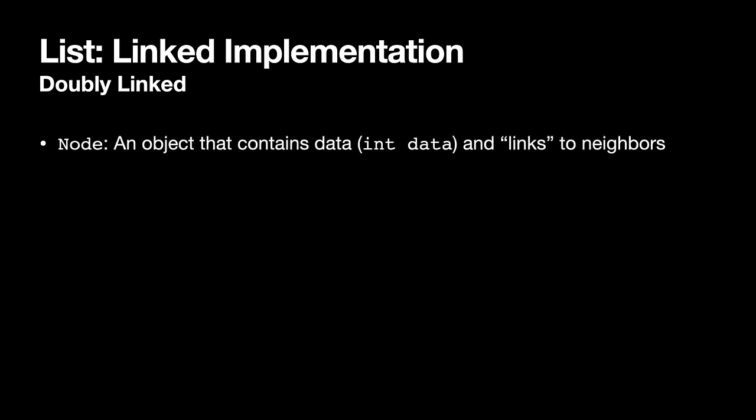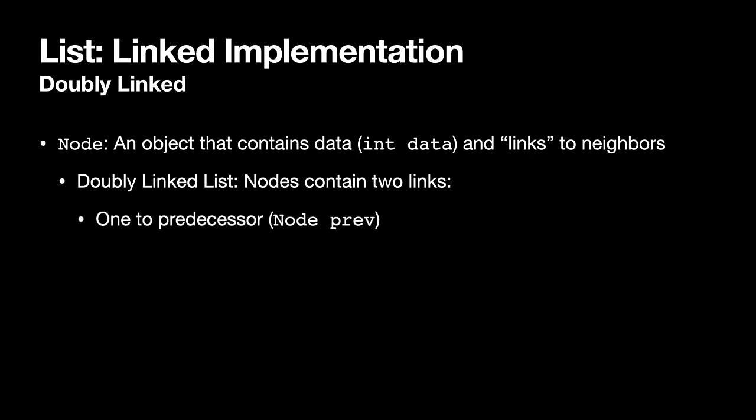Okay, so let's go ahead and do an implementation of a linked list as well, and this will be a doubly linked list. So we'll create a node object. A node object is going to contain 3 different things. It'll contain a place to store data, and it'll contain links to its neighbors. So we're doing a doubly linked list, so that means that each node contains 2 links. One to the predecessor, which we'll refer to as the previous, and one to the successor, which we'll refer to as the next.